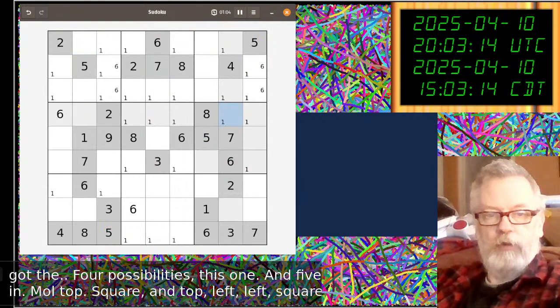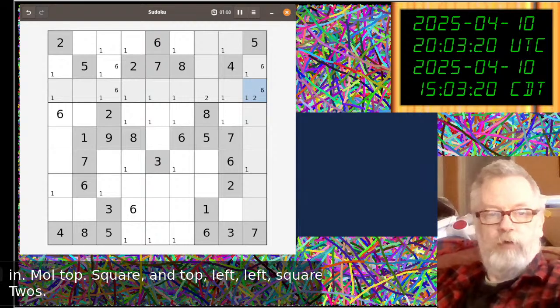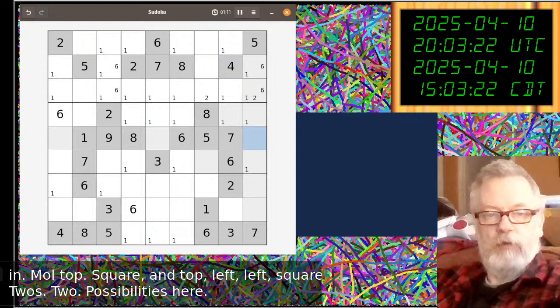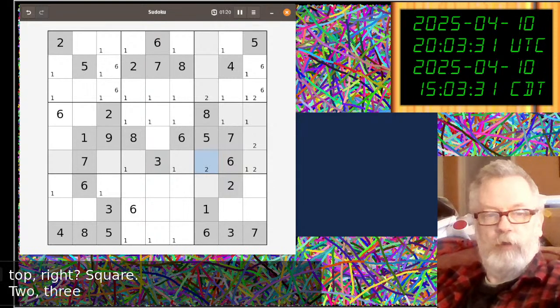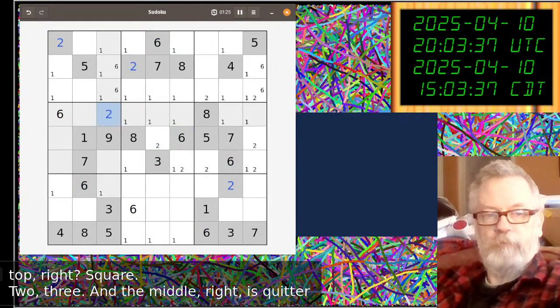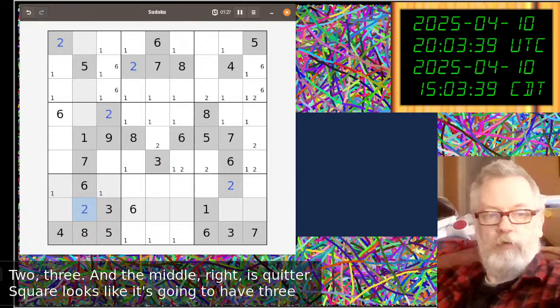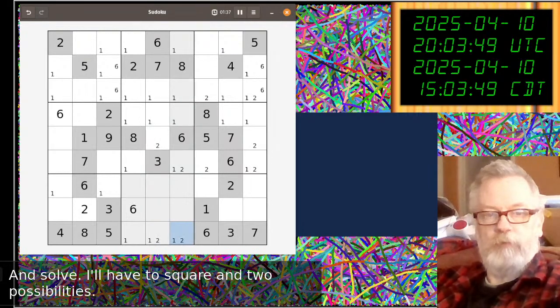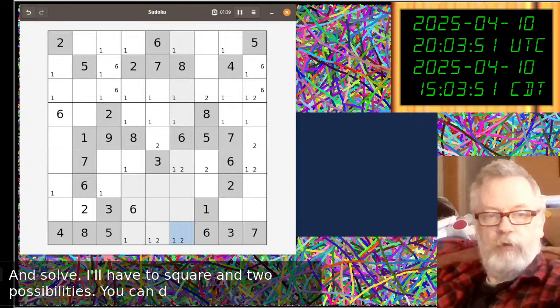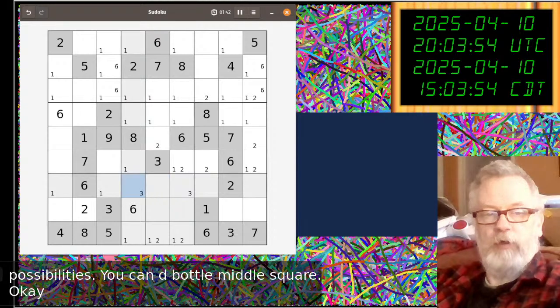2s. Like we got 2 possibilities here. Top left, top right square. 2, 3, and the middle right square. Middle square looks like it's going to have 3. No, 2. And solve on the bottom left square, and we've got 2 possibilities in the bottom middle square. Okay, 3, we got 2 in the bottom middle square.